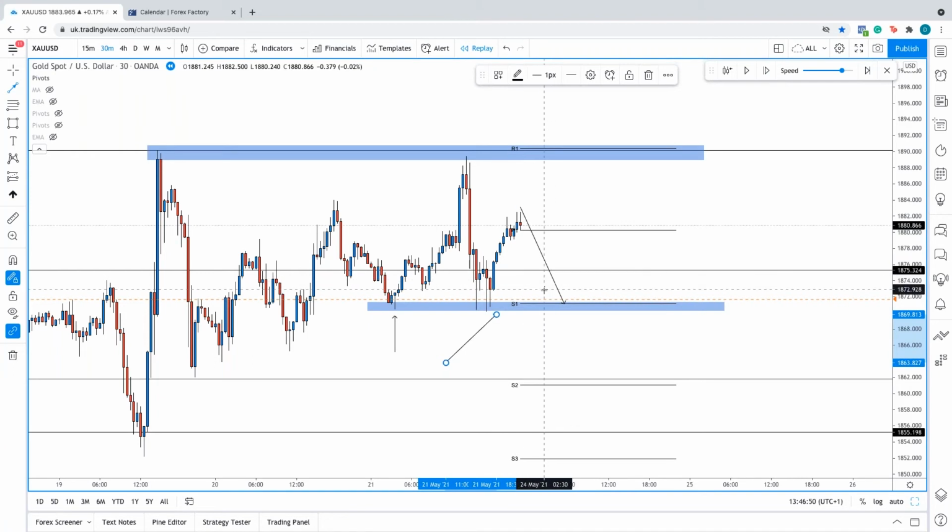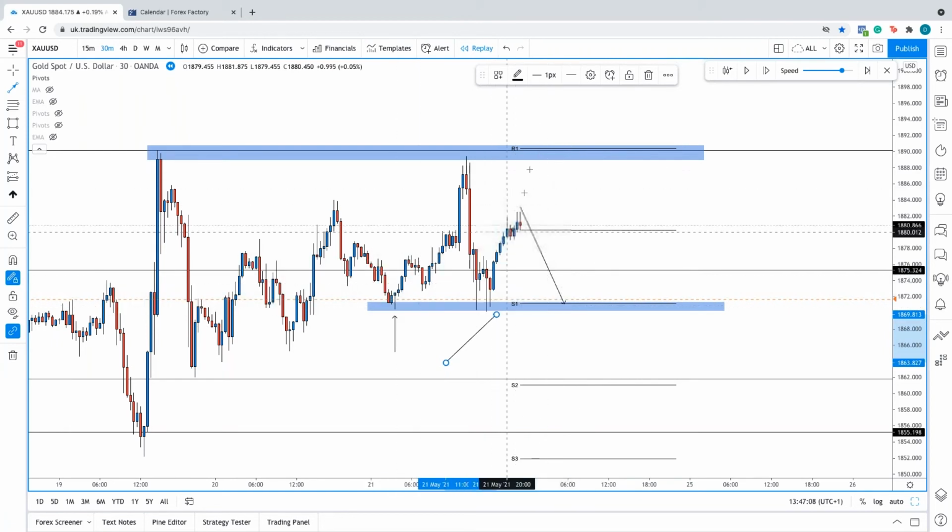Where are you going to be looking for buys? It's all well and good saying I want to buy gold or I want to buy euro yen, but where are you going to be buying it? And being able to plan ahead for the trading day with things like pivot points, I think helps.